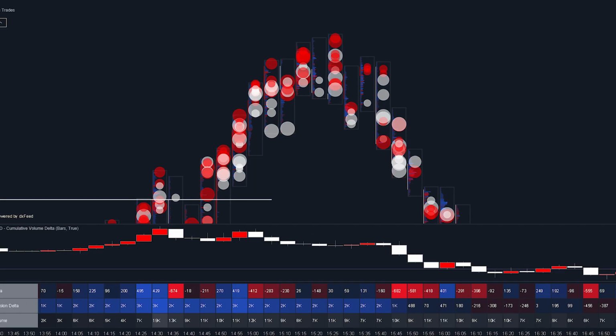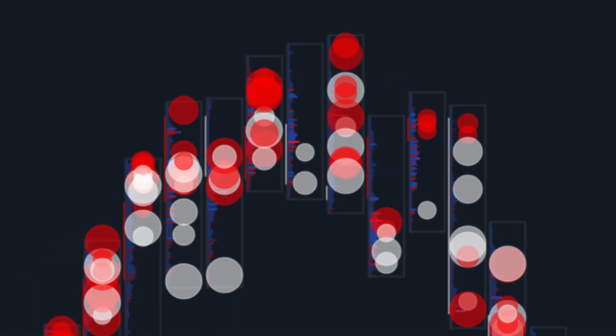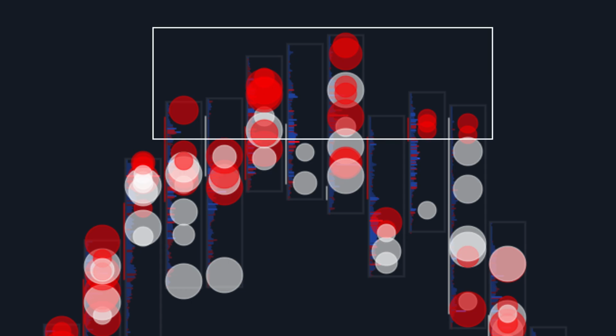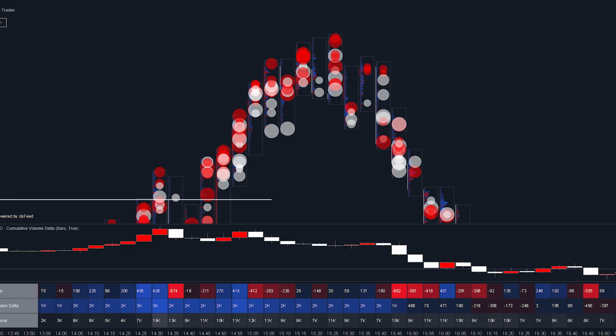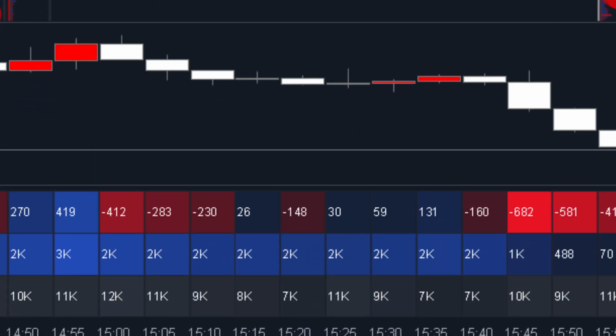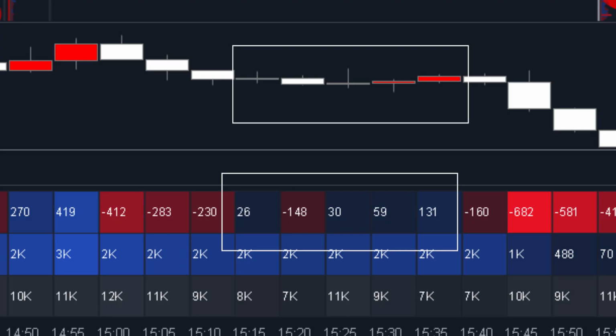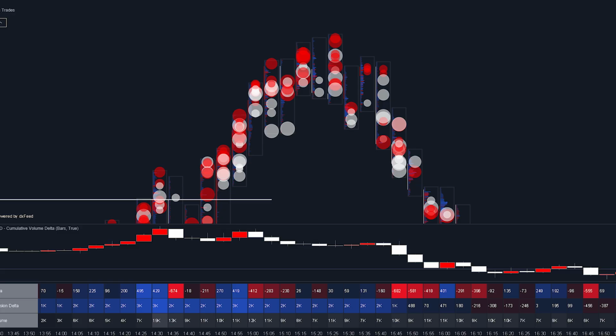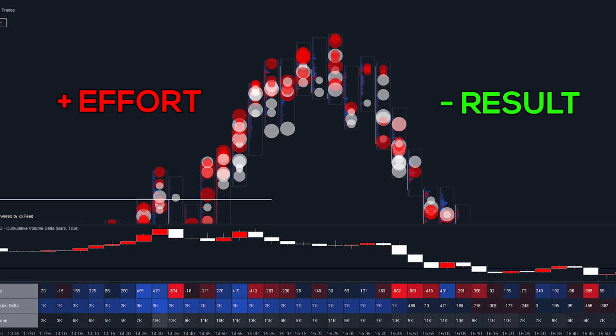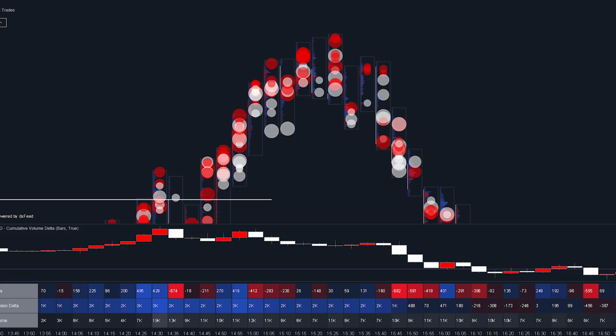Now let's focus on the failed continuation at the highs. As price reaches this recent high, we can clearly see continued buying activity. Aggressive buyers are still active, trying to push the auction higher. However, look at the cumulative volume delta. While price is testing the highs, delta remains elevated, confirming aggressive buying. But price is no longer meaningfully advancing. That's the key signal. Buying pressure is being absorbed at the top. Effort remains, but result disappears. This tells us that passive sellers are stepping in and absorbing the aggressive flow.